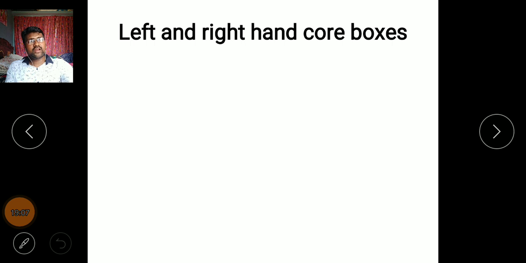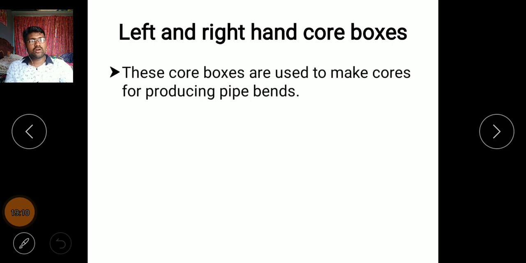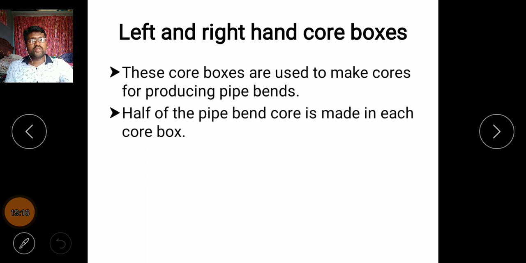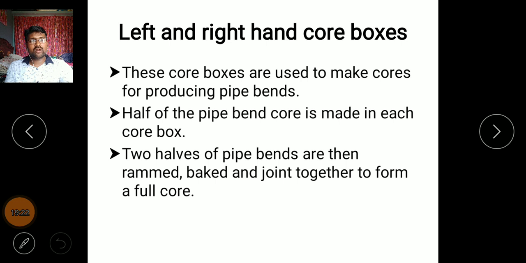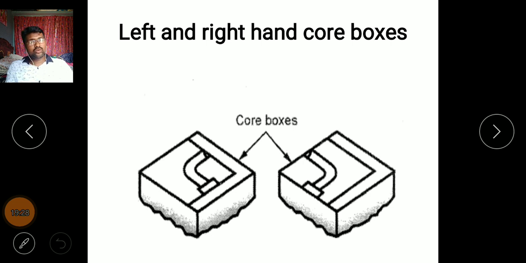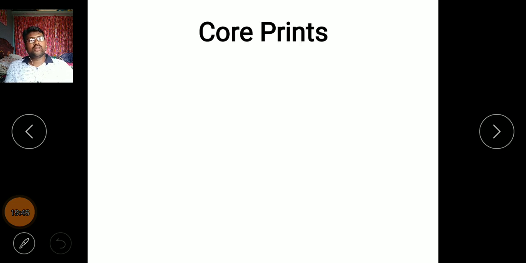Next, left and right hand core boxes. These core boxes are used to make cores for producing pipe bends. Half of the pipe bend core is made in each core box. After that, the two halves of the pipe bend are rammed and joined together to form the full core. Observed in the diagram. Here two left and right hand core boxes are there. We have to prepare the halves in both boxes. After that, we have to join these two halves. We get the core for pipe bends. Up to now we completed the core boxes.